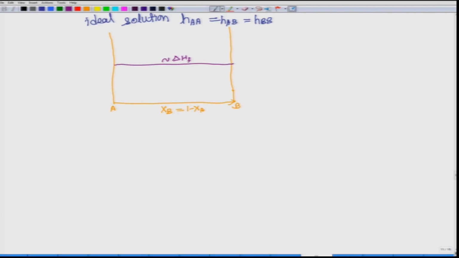Now, the other term, which is the minus T delta S, will dominate the G term. It would look something like this. So, we have the plot for minus T delta S, and if we are assuming HAA equal to HAB, then this will be a minimum at XB equal to 0.5, and this will also be the plot for delta G. So, this is how delta G would look like in the condition of an ideal solution.